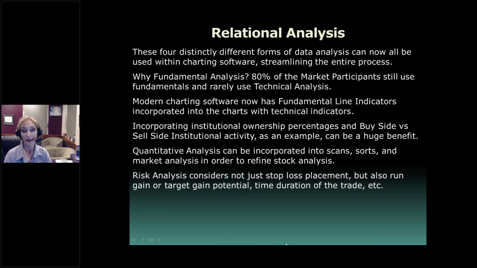Risk analysis considers not just stop loss placement, which you should never, ever use an 8 or 10% stop loss placement on your charts. You know why? Because the HFTs know this, and that is why sometimes we have these huge drawdown days that seem to come out of nowhere. Those stops all trigger at once, and the HFTs take advantage of it. But also run gain or target gain potential is important in risk analysis. That all comes from the charts.